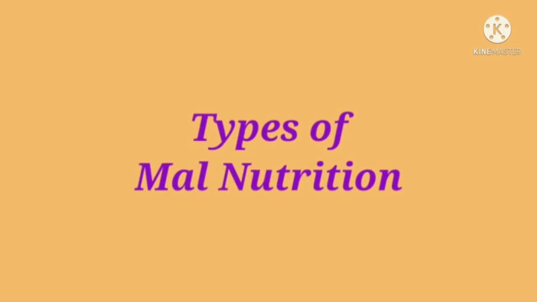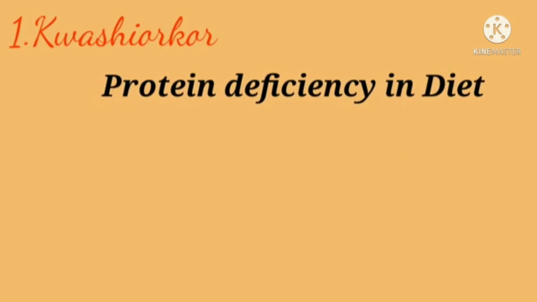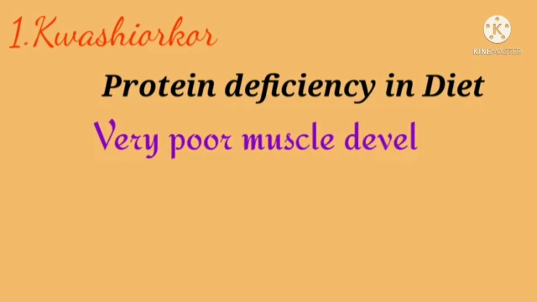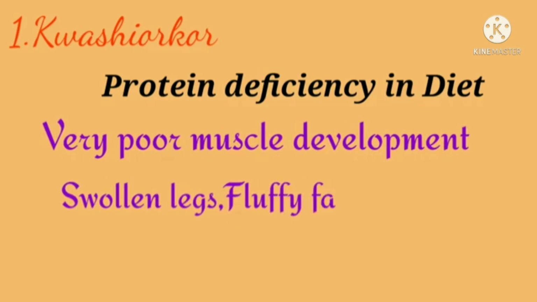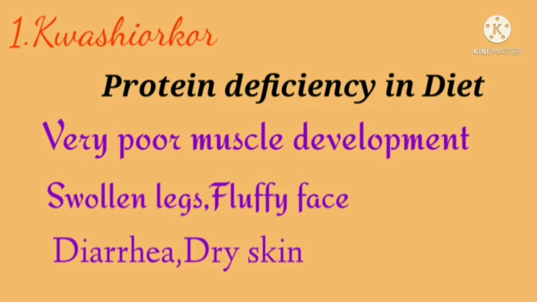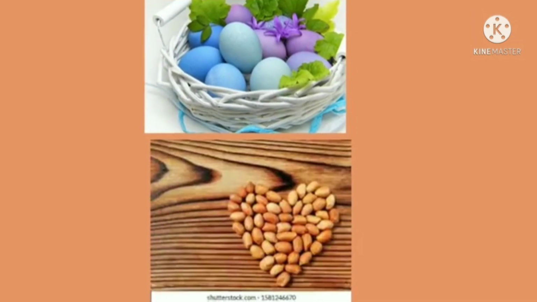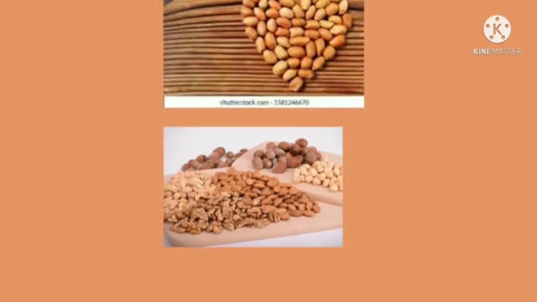Let us observe the harmful effects of malnutrition in children. Kwashiorkor. This is due to protein deficiency in the diet. Symptoms of kwashiorkor: very poor muscle development, swollen legs, fluffy face, diarrhea, and dry skin. By providing children protein-rich food like seafood, eggs, peanuts, and dry fruits, we can save them from kwashiorkor.